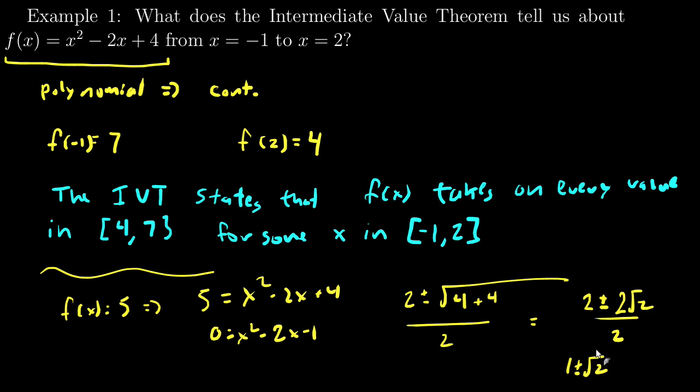And in here, 1 minus root 2 happens to be inside this interval that we're looking at, and when I put this into the function, I will get the output of 5.